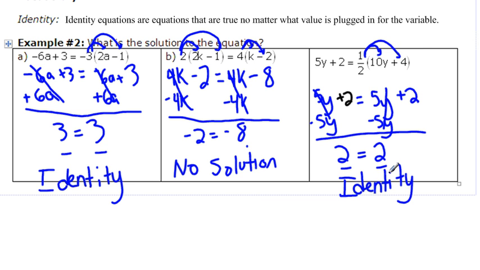So this was solving equations with variables on both sides. Remember, every time you're solving an equation, it's important that you follow the steps exactly in the correct order. So we use the distributive property, we combine like terms, we move our variables to one side, we undo addition and subtraction, and then we undo multiplication and division.